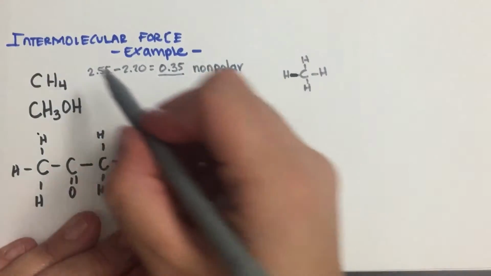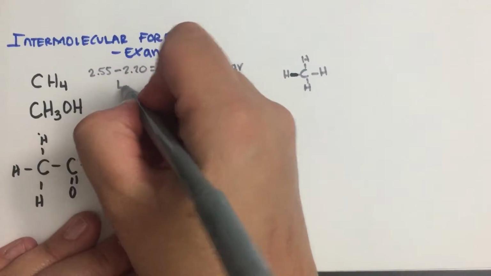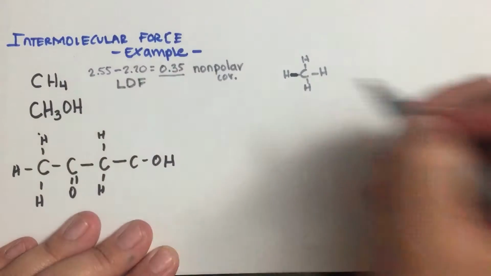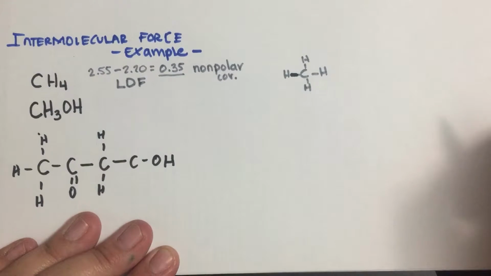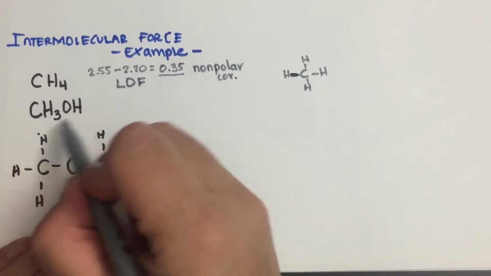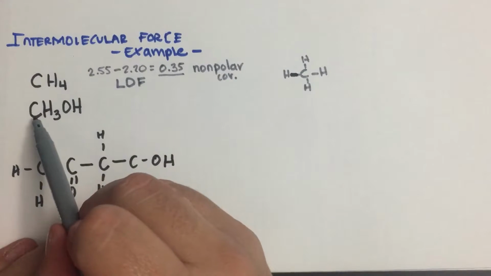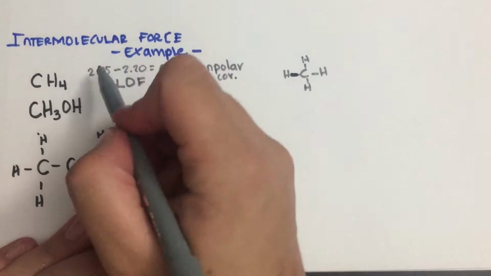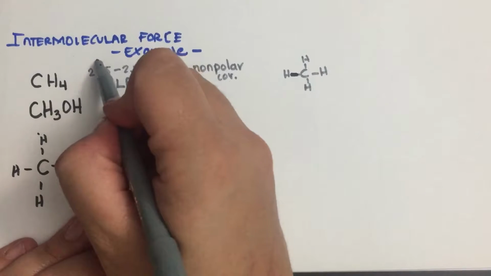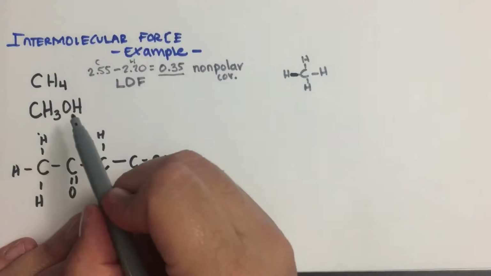So what's happening on the outside then? You're only having London dispersion forces acting. Then you check the next molecule, and you see you have CH again. We check the strength between the carbon and the hydrogen.